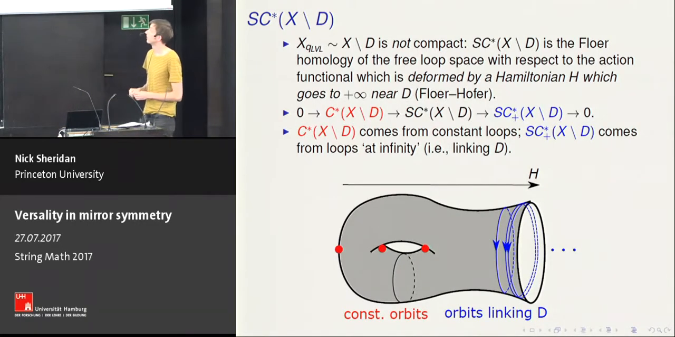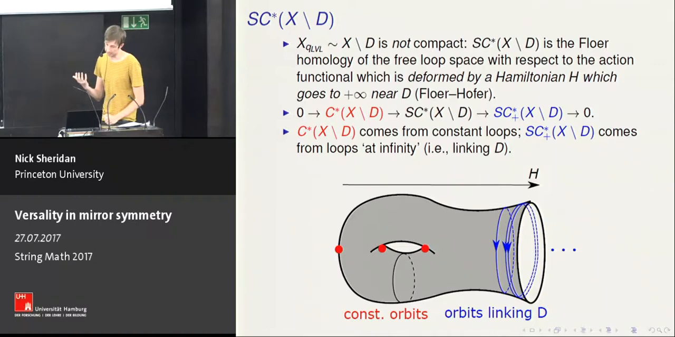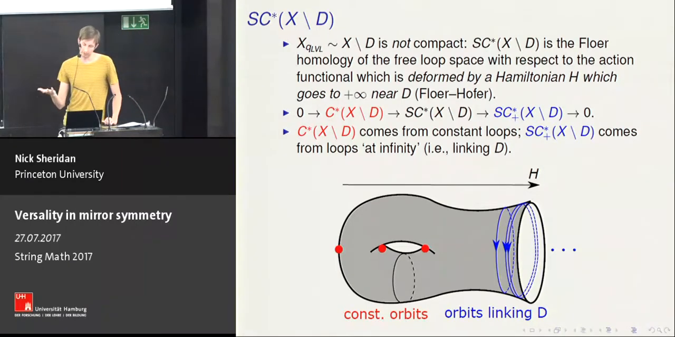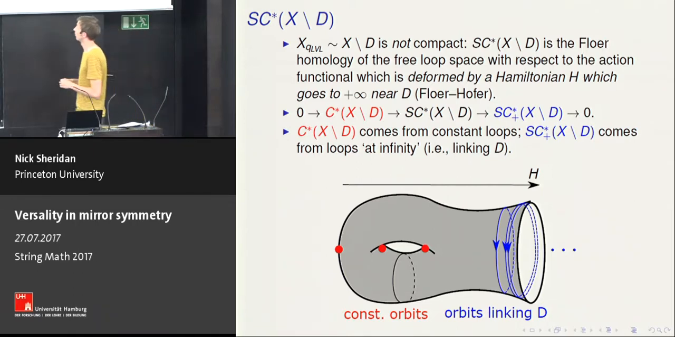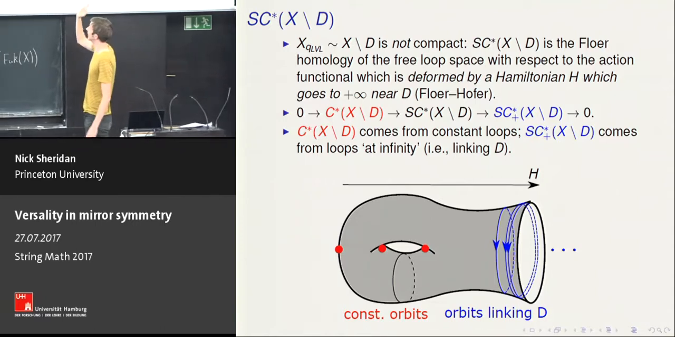But in the case that we're interested in, the large volume limit, this X minus D that we're looking at is not compact, and the Floer homology we have to look at is the homology of the free loop space with respect to the action functional, which is deformed by some Hamiltonian, which goes to infinity near this divisor D. This was introduced by Floer and Hofer. And this one doesn't just come from the constant loops, it also has contributions from orbits at infinity, which link the divisor D.